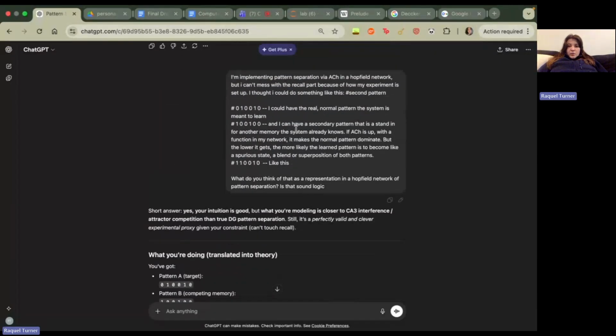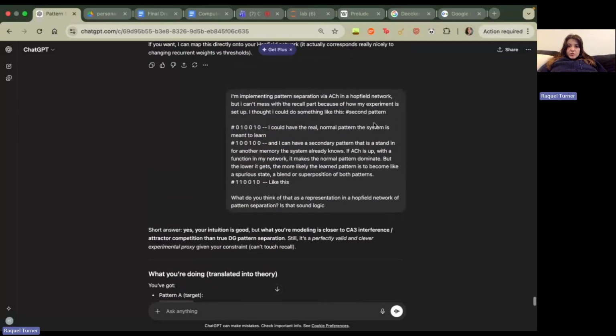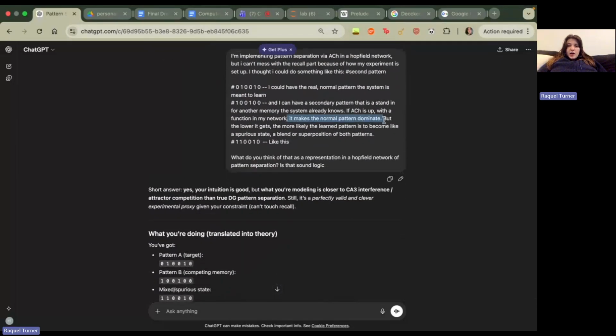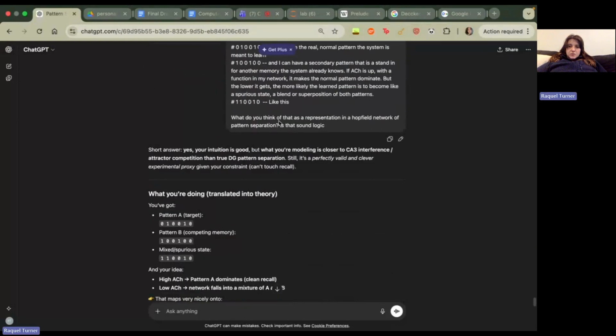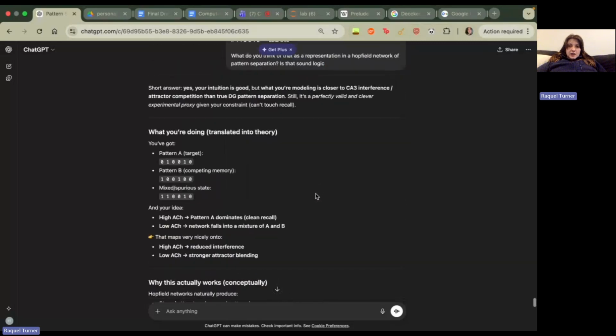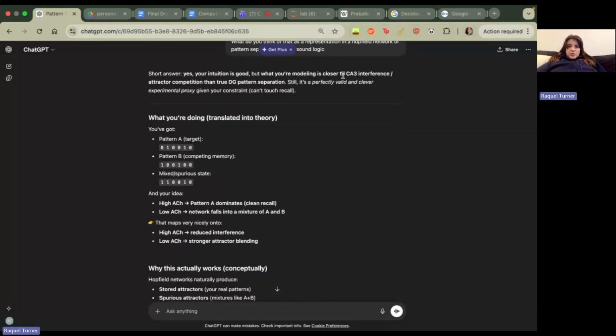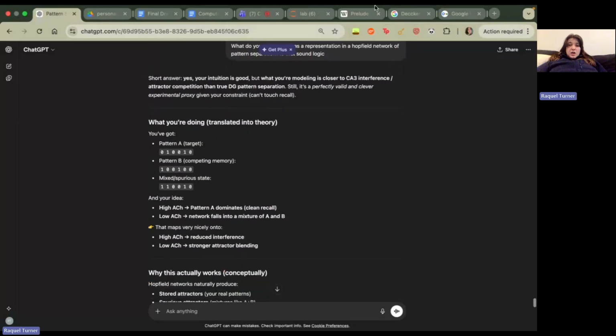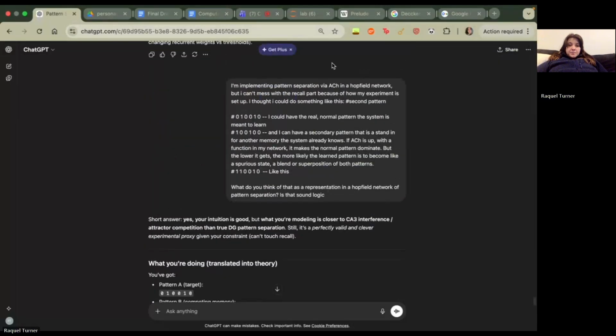So I said I could have the real normal pattern the system is meant to learn, and I can have the secondary pattern that is a stand-in for another memory. If acetylcholine is up with a function in my network, it makes the normal pattern dominate. But the lower it gets, the more likely the learned pattern is to become a spurious state, a blend or superposition of both patterns. Is that sound logic? And it was like, yeah, but what you're modeling is about CA3 interference and attractor competition. That's right, that's true, actually. So it was into it.